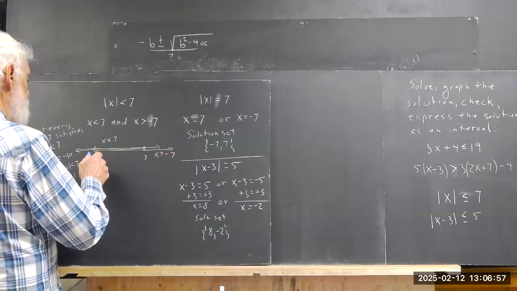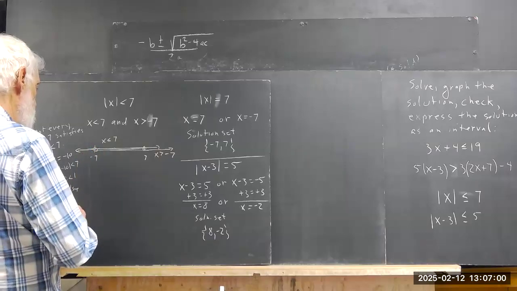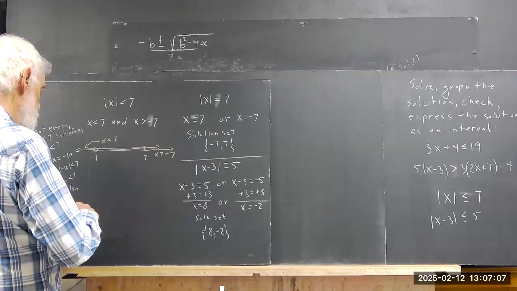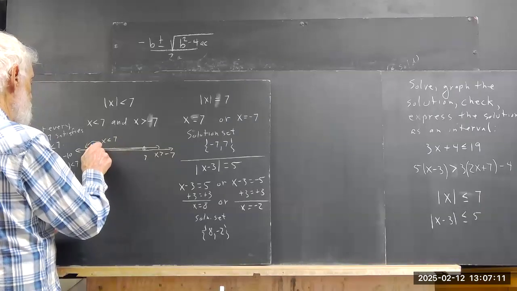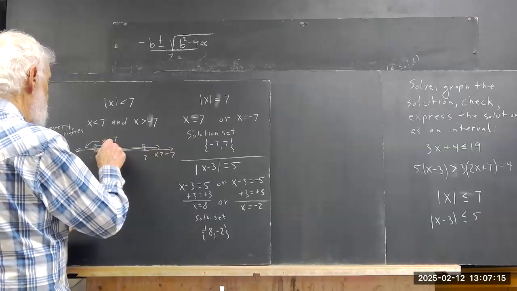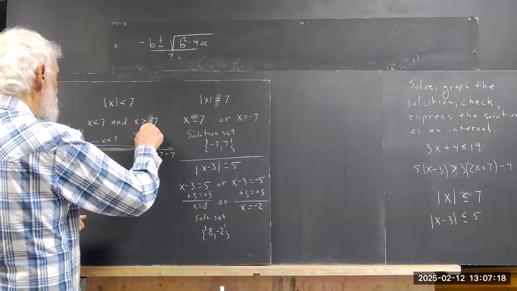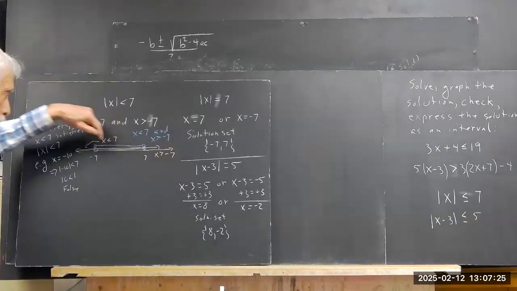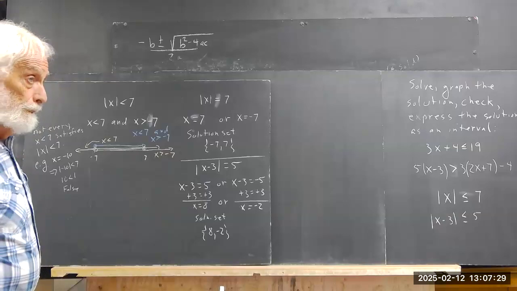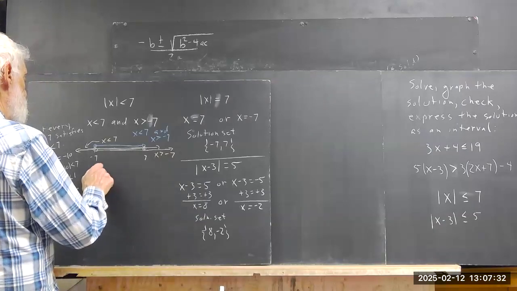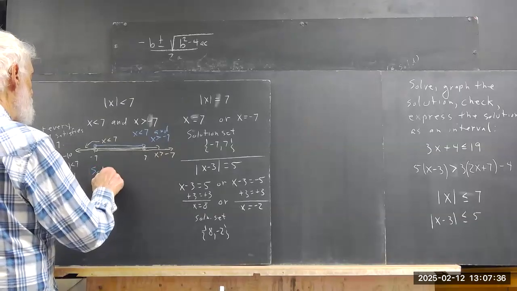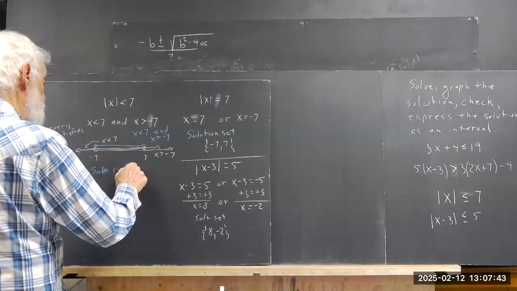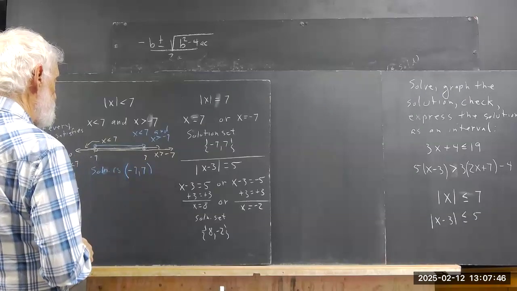So the interval that I'm looking for, I'll put the x less than 7 interval here, and the interval that I really want is between here and here. It says x has to be less than 7 and it has to be greater than -7. So the solution is those parentheses, -7, 7.